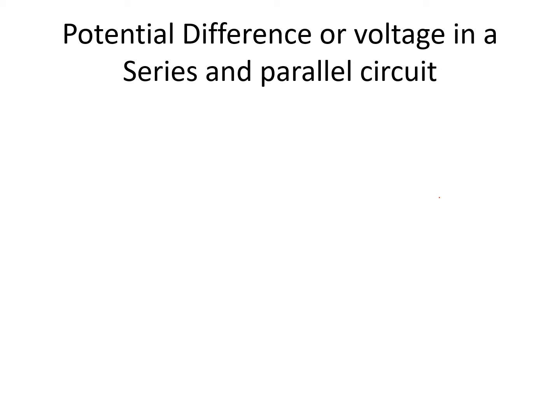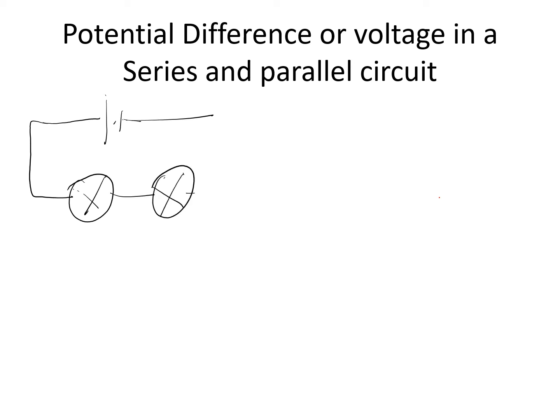Okay, so till now what we were looking at is current in a series and parallel circuit. Now what we are going to see is voltage or potential difference in a series and parallel circuit. If I concentrate first on a series circuit, I have two bulbs or two resistors connected in series. If the main voltage is V, what will happen in a series circuit? The voltage splits. Current stays the same, but the voltage splits.